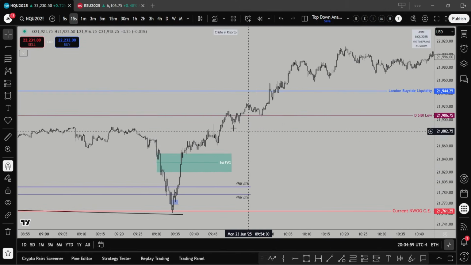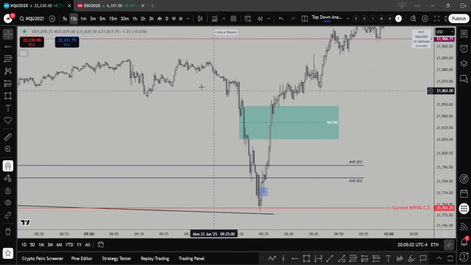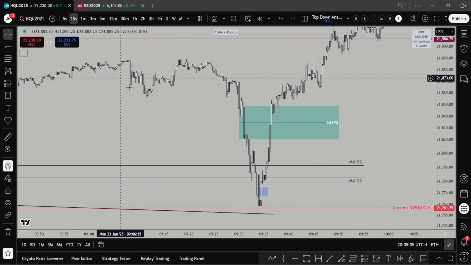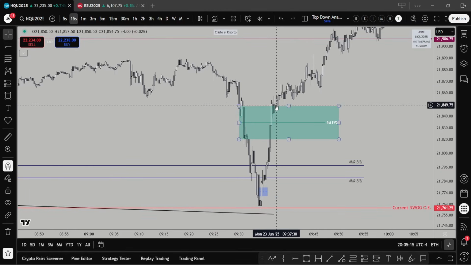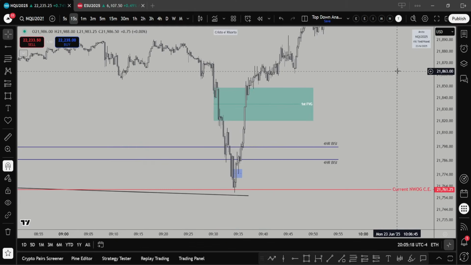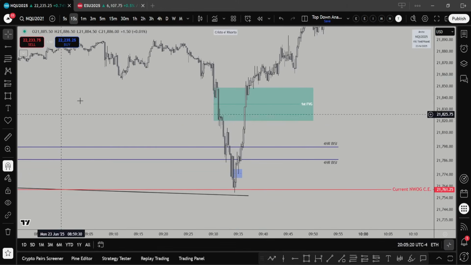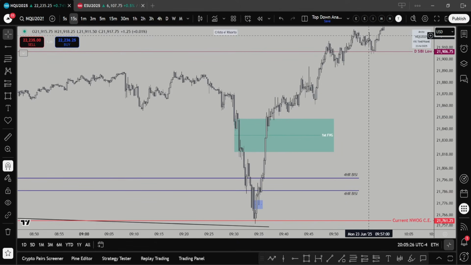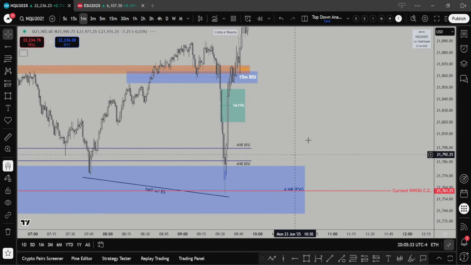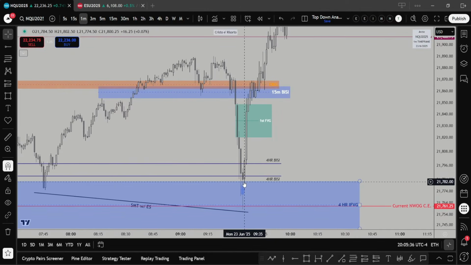Original consolidation, first stage, second stage, fair value gap at an expected reversal point. Low risk buy. First stage, done. This is how we're using the narrative of the marketplace with the draw on liquidity and combining it all to have these very, very precise trades. That's how I'm anticipating this Judas swing occurring.